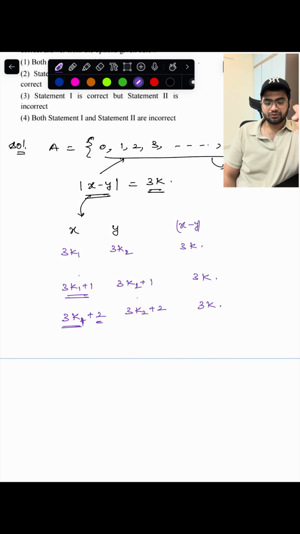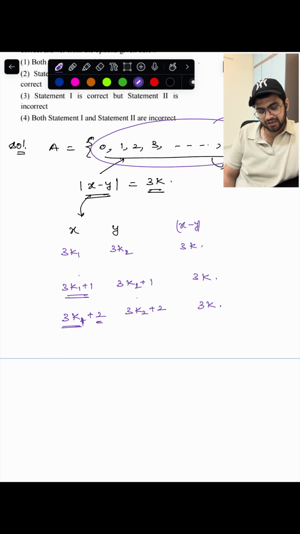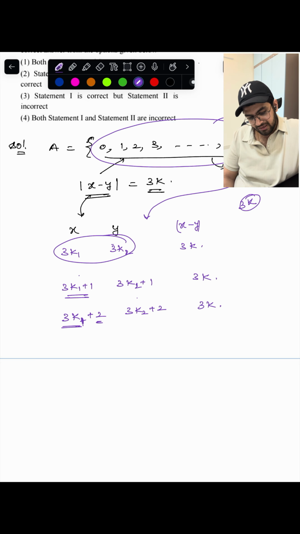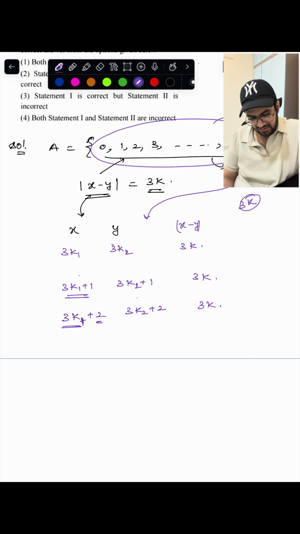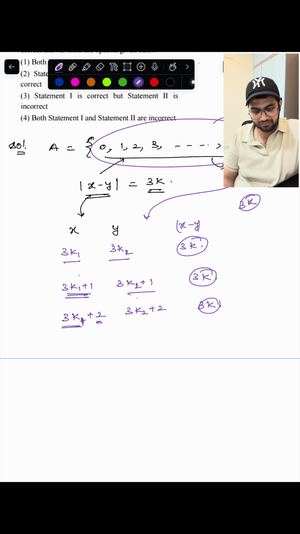So what I am doing is dividing all these 10 numbers with respect to 3. When divided by 3 it leaves remainder 0, that means 3k format. This one leaves remainder 1, this one leaves remainder 2, right? So if I take x and y in the same format, then I get mod of x minus y as a 3 multiple. Now let's see how many 3k format elements are there.